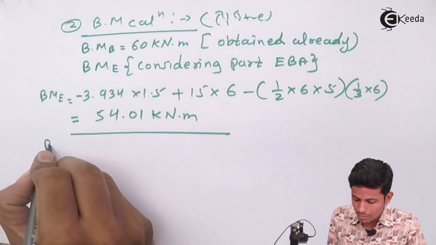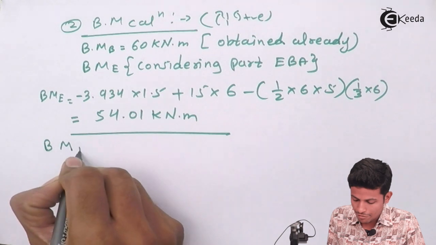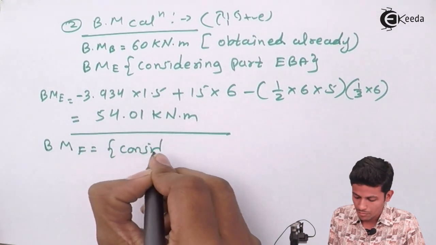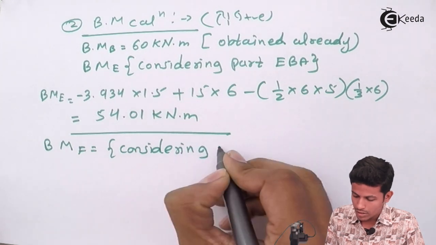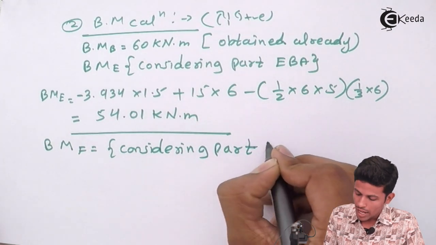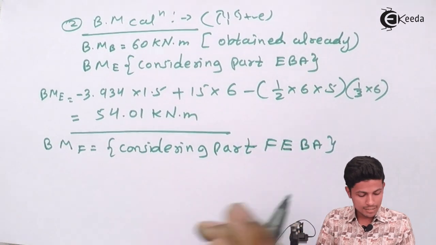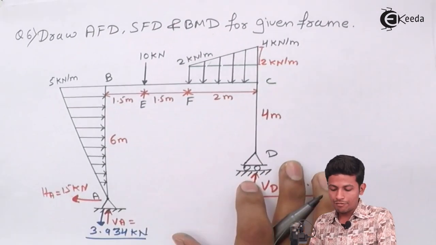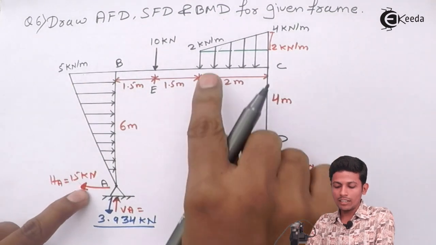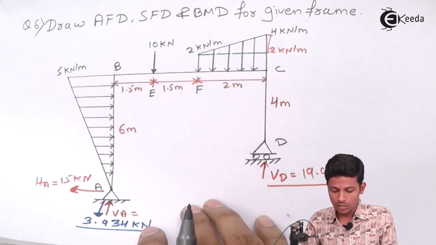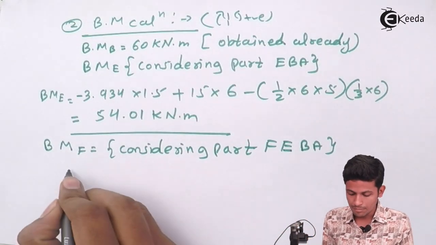Now bending moment at F equals, considering part FEBA. We are now considering this part FEBA, taking the left side. Okay, now see how it will come.